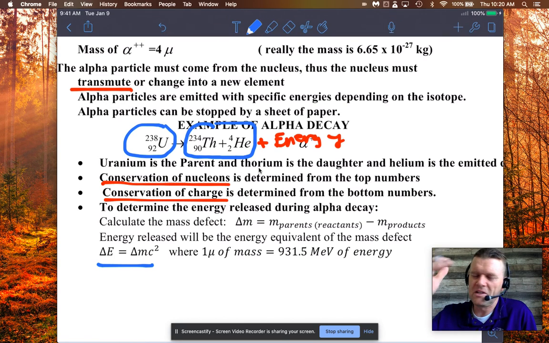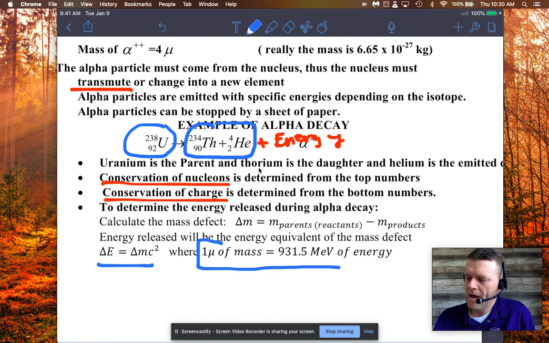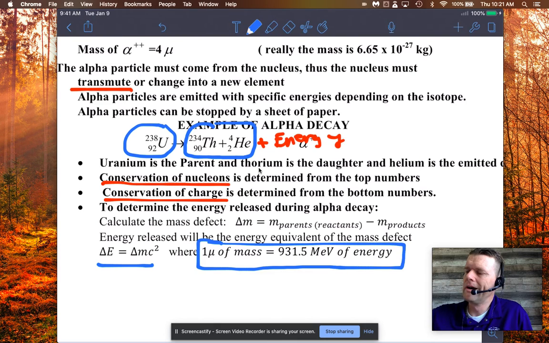And I know I made a mistake on that in the other video. I'm really sorry about that when I was showing you the calculation. But yeah, one atomic mass unit of mass is equal to 931.5 mega electron volts of energy.